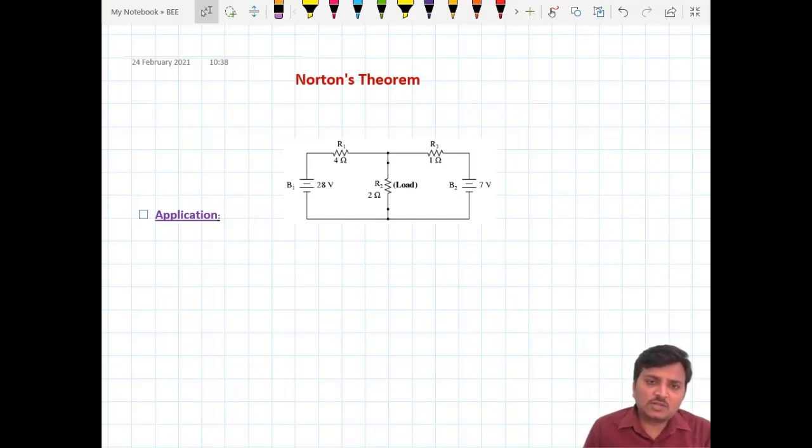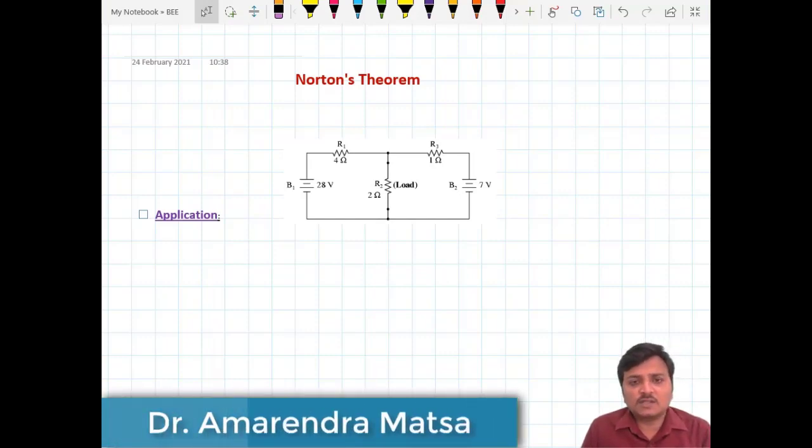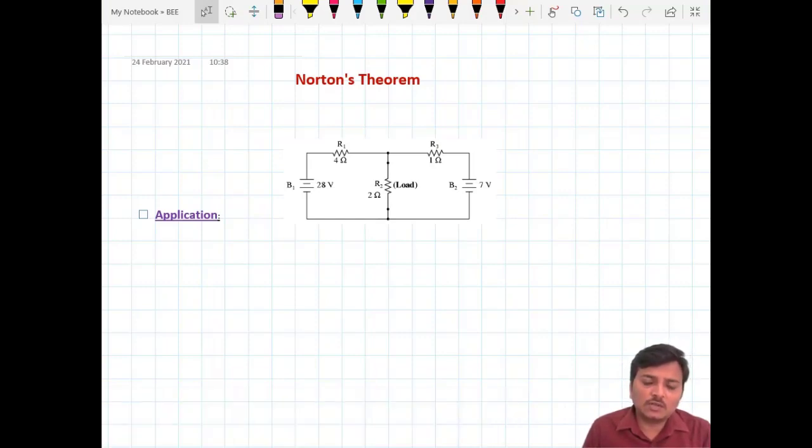Before going to Norton's theorem, we have already seen Thevenin's theorem. Norton's theorem and Thevenin's theorem are almost similar, and both are used to solve complex networks. Those who have not seen Thevenin's theorem, just go to the description and see it once. The procedure is almost the same pattern, though a little bit different, so it is very important to go through Thevenin's theorem first, and then Norton's theorem. Both will be understood very easily if you study them comparatively.